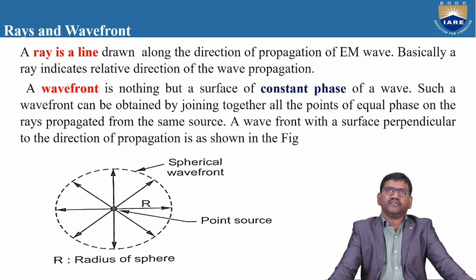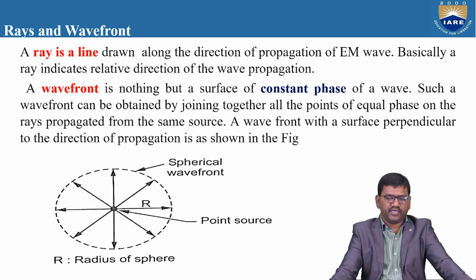Now let us see some basic definitions of ray and wavefront. A ray is just a straight line along the direction of propagation of the electromagnetic wave. A ray is a line drawn along the direction of propagation of the electromagnetic wave. Basically, a ray indicates the relative direction of the wave propagation.